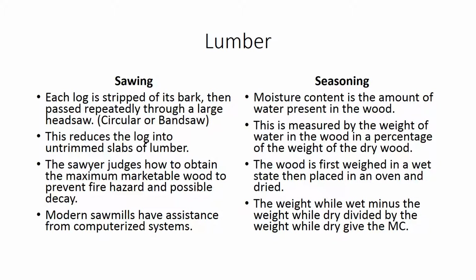Moisture content is the amount of water present in the wood. This is measured by the weight of the water in wood as a percentage of the weight of dry wood. The wood is first weighed in a wet state, then placed in an oven and dried. The weight while wet minus the weight while dry, divided by the weight while dry, gives the moisture content.